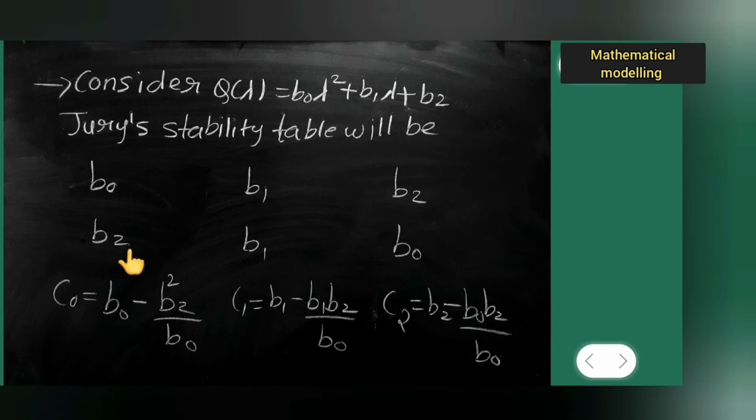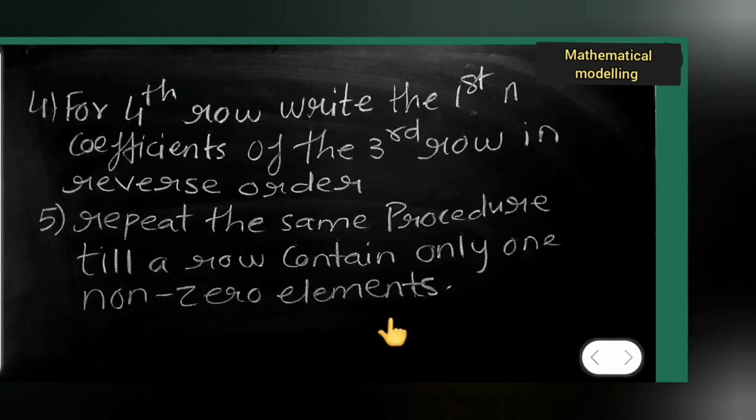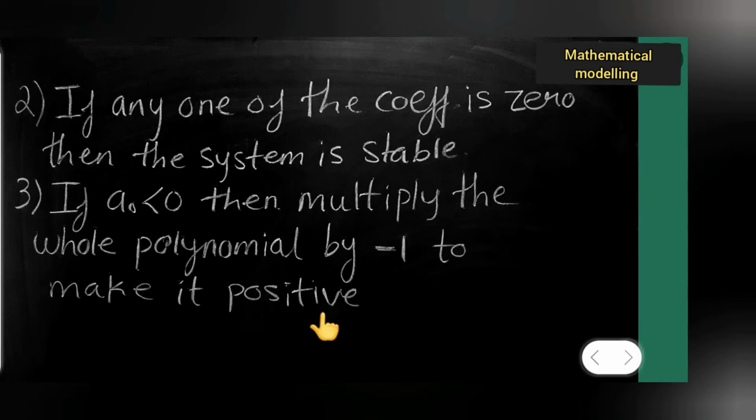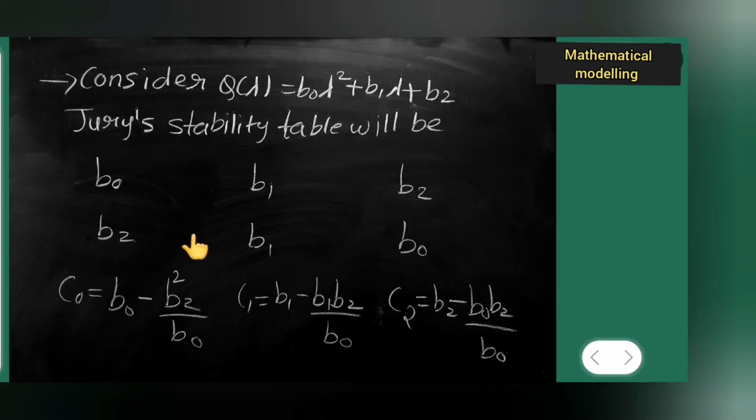Okay. Now the second step was, in the second row, write these coefficients in reverse order. So in the second row, write all these coefficients in reverse order, b2, b1 and b0. What about the third one?